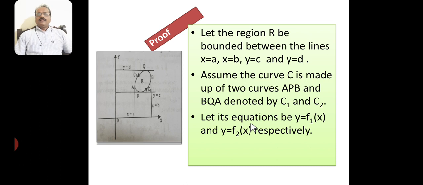Let region R be bounded by 4 lines: x equals a and x equals b, and two more lines parallel to the x axis, y equals c and y equals d. Now this is the region. This region is divided into two parts, C1 and C2. C1 is the arc APB and C2 is the arc BQA. Let the equations of those curves be y equals f1(x) and y equals f2(x) respectively.